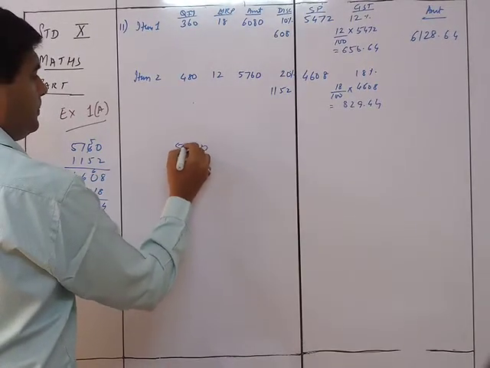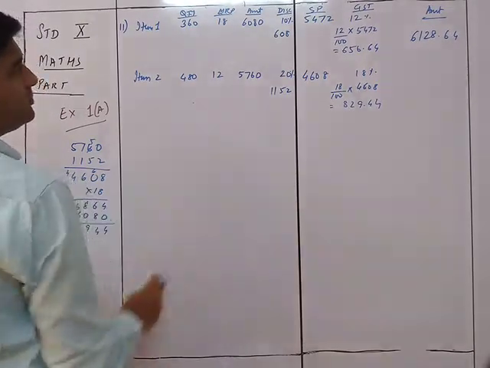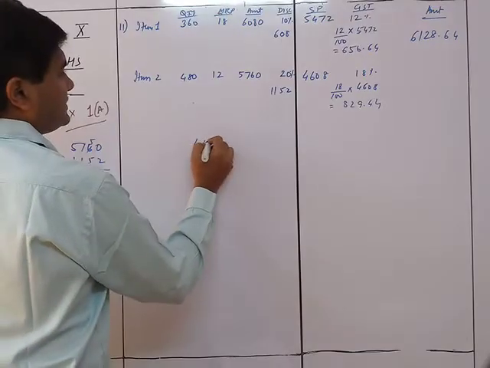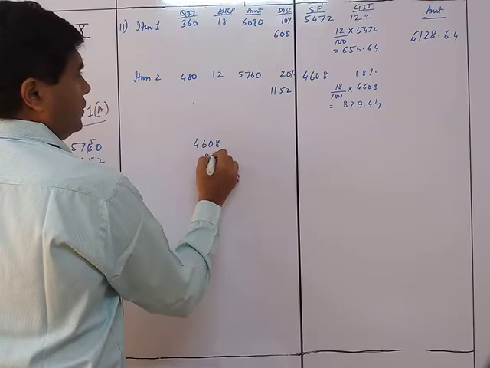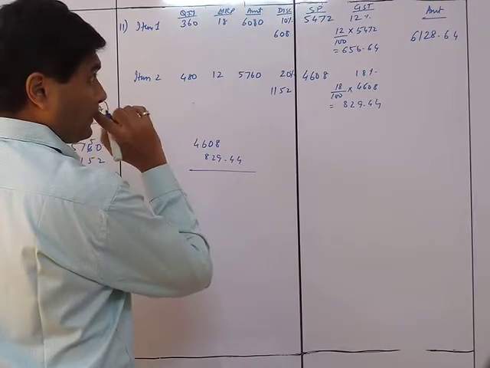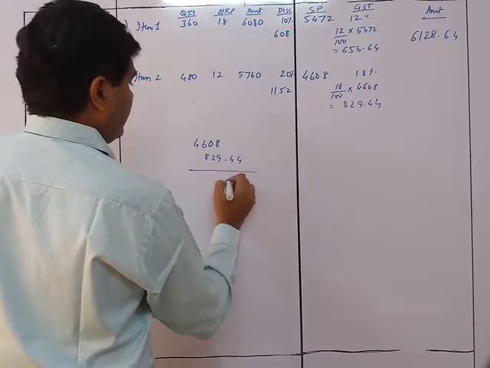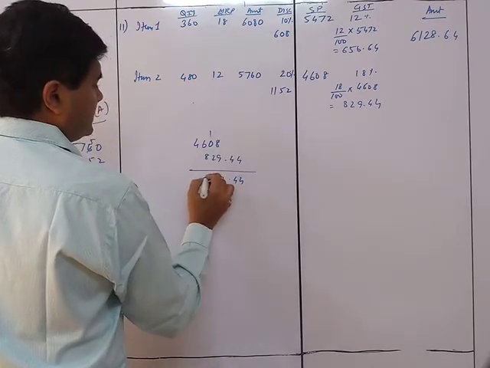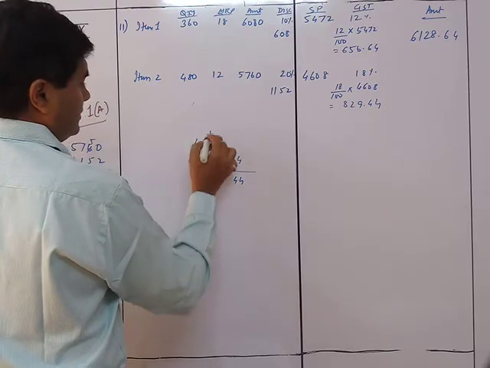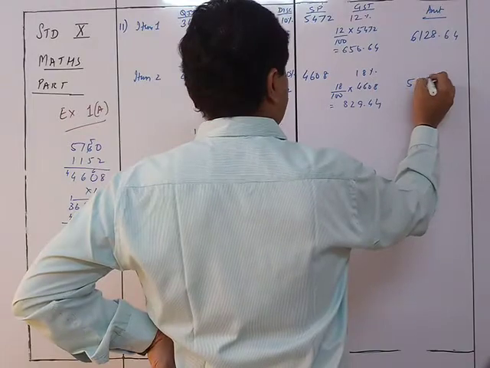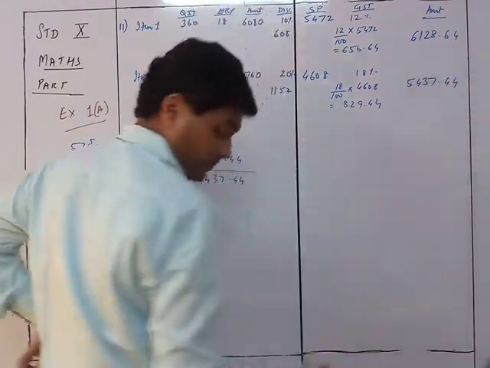So that will be 5760, sorry, it will be 4608 plus 829.44, that will be 0.44. This is 7, 3, this is 14, so 5437.44.